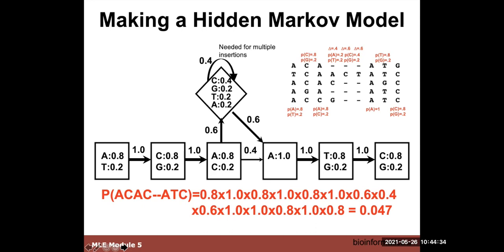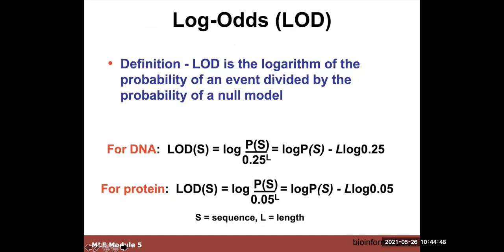Again, we're looking at the sequence and using the emission probabilities that are in each of the squares or the diamonds to come up with a value. We do all the multiplication and we end up with a score of 0.047. We can convert that rather small number to a log odds ratio, or LOD, using the formula here, which allows us to convert those probabilities and correct for the frequency of bases.